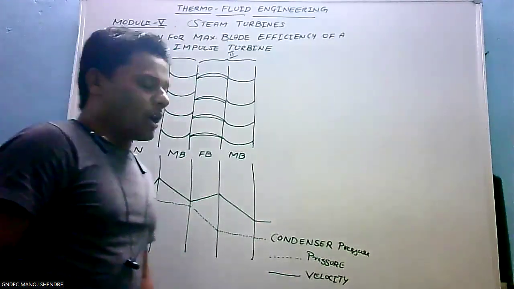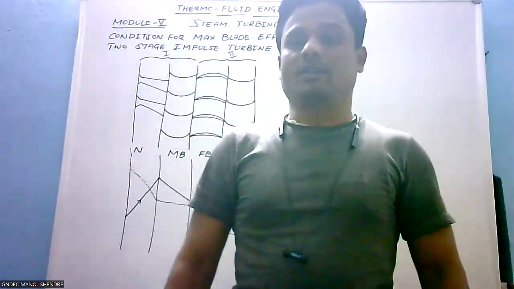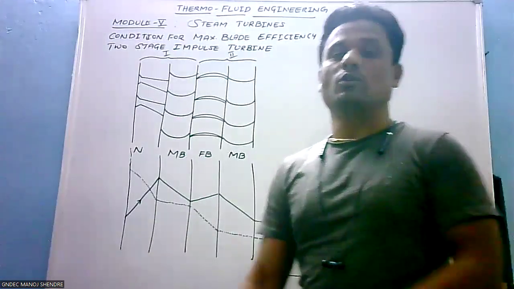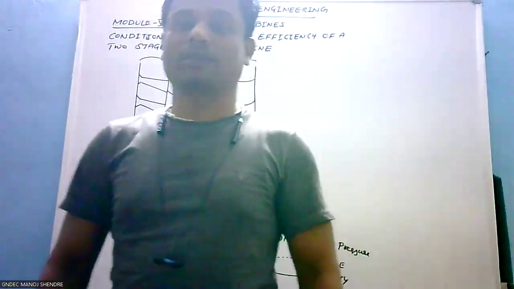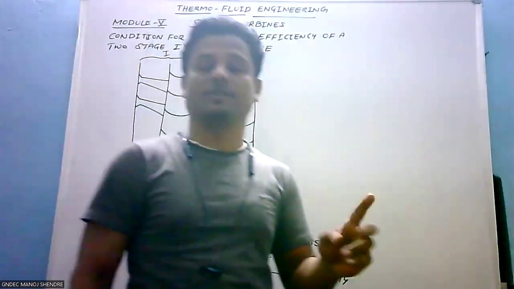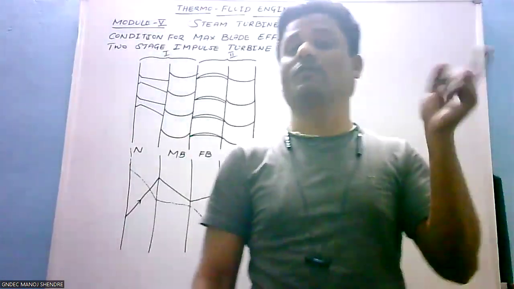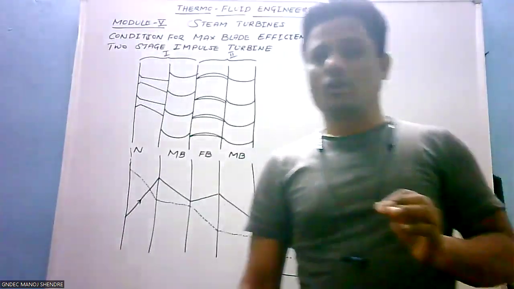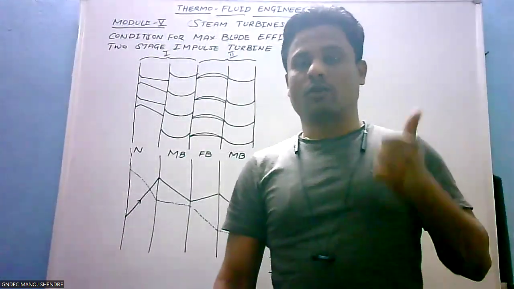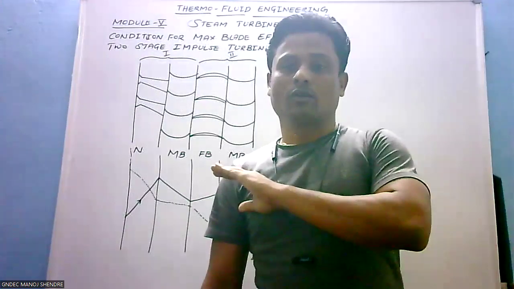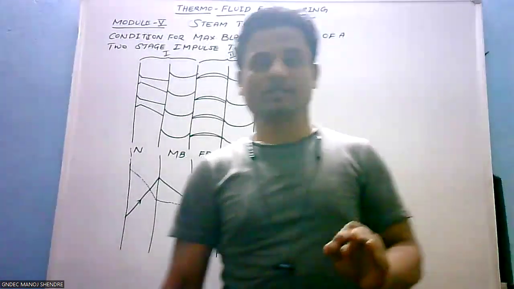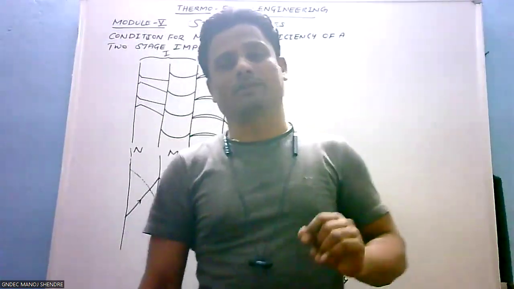Right. Now, how do we draw the velocity triangle for the first stage and second stage? We have to keep in mind that we are deriving the equation for the condition for maximum blade efficiency of a two-stage impulse turbine. So what is our primary assumption? We have to ignore all types of losses to get the condition for maximum blade efficiency.